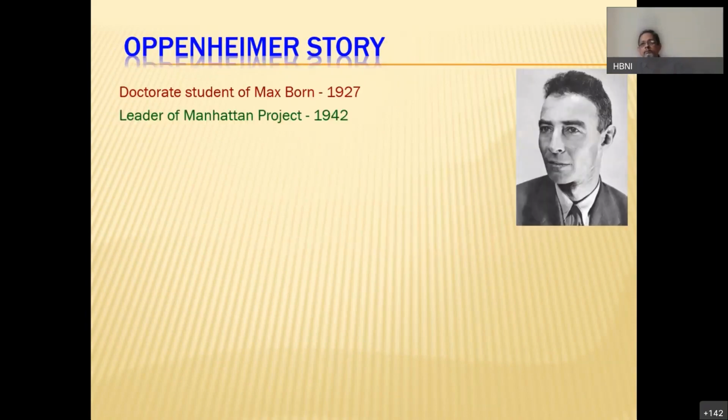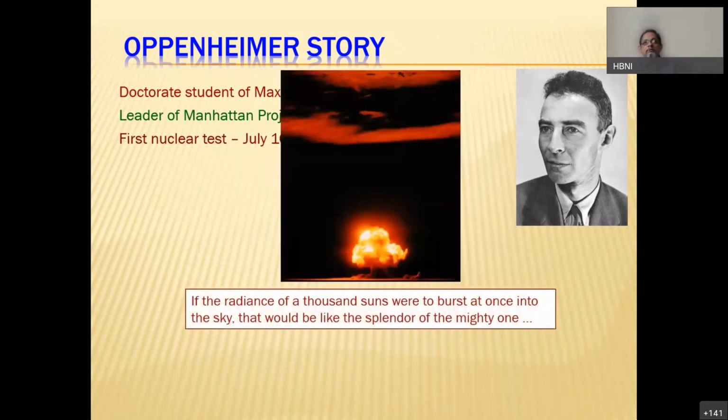You take the story of Oppenheimer. I don't have much time, but I'll try to finish that. Take the story of Oppenheimer. He was a student of Max Born. He was a leader of the Manhattan Project in the United States, which was nothing but the project for the building of the first atomic bomb. He was the leader of the project. And the first nuclear test was performed on July 16, 1945. So this was the actual picture of the first nuclear test, the first bomb, for all you know.